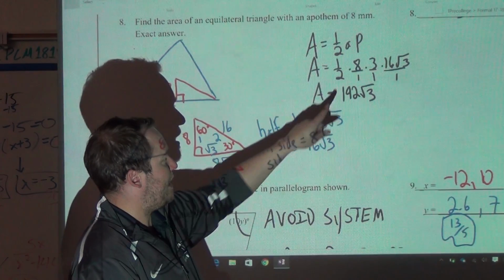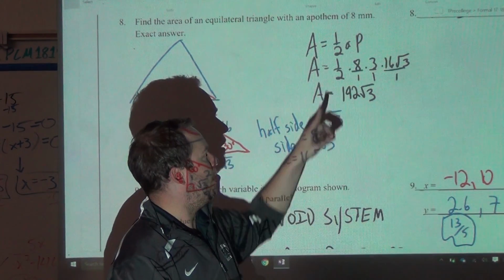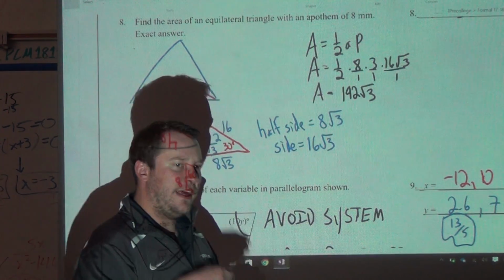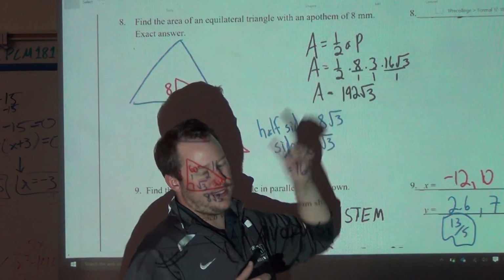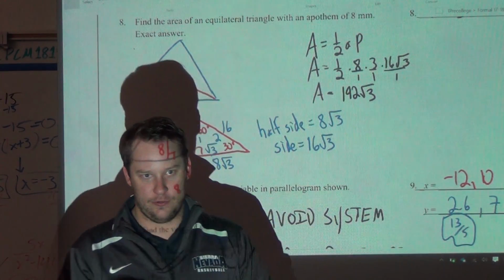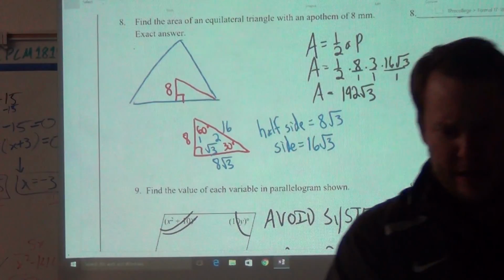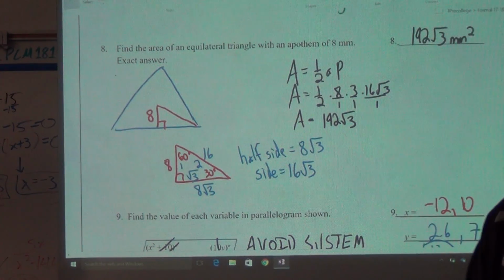I would humbly suggest that you do half of 8, which is 4, 4 times 3, which is 12, and then pick up your calculator to multiply 12 times 16 to get the 192 with the root 3. And the units on that were millimeters squared.